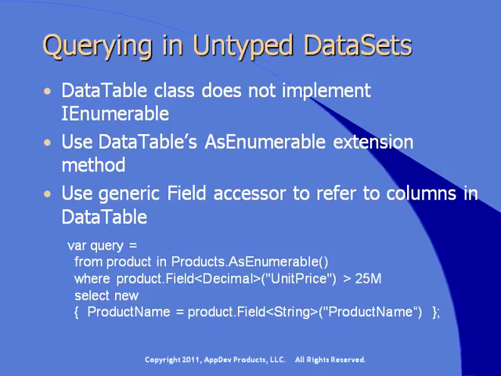I don't get IntelliSense here. I have to use the generic field accessor and the AsEnumerable. So the basics of this query are familiar, but then I have to add the AsEnumerable and the dot Field.